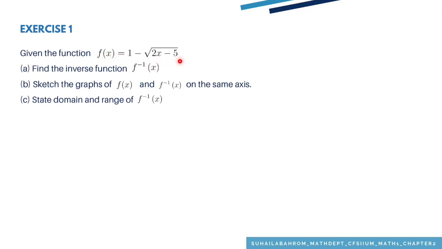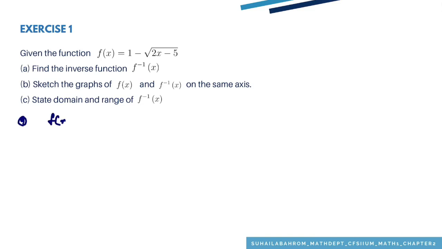Given the function f(x) equals 1 minus the square root of 2x minus 5, find the inverse function f inverse x. Part B, sketch the graph of f and f inverse on the same axis. And part C, we need to find the domain and the range of f inverse. Okay, first let's look at finding the inverse function for 1 minus the square root of 2x minus 5.